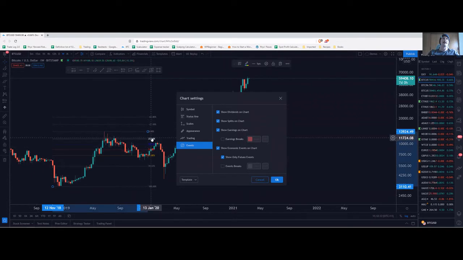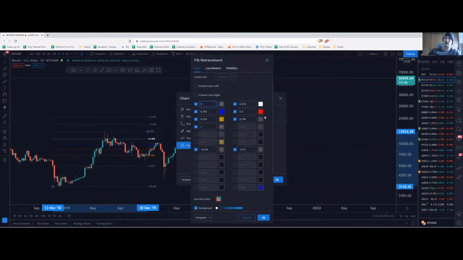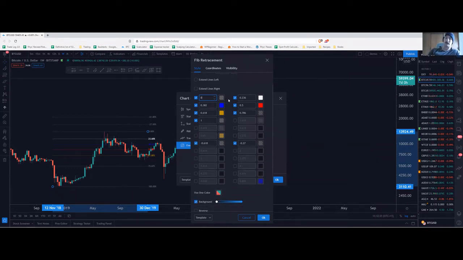Because I've changed my fib settings from the default ones. So if you want to pause the video, you can make your own fibs look the same as mine or customize them to look however you want.